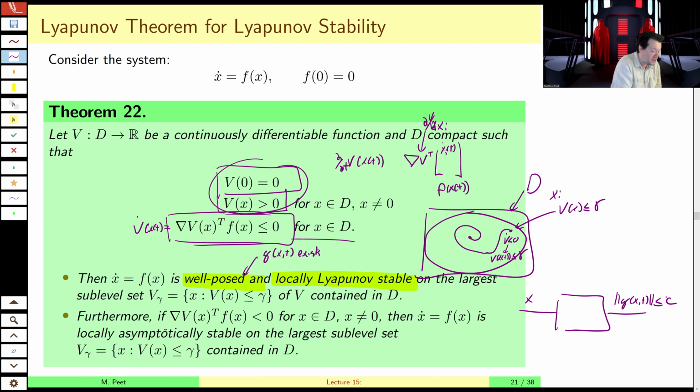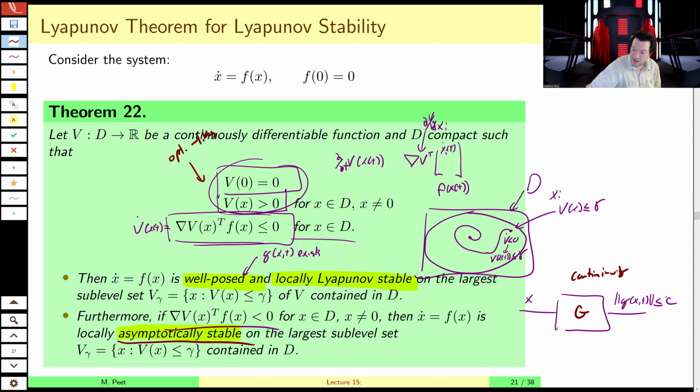Furthermore, if that derivative is strictly decreasing everywhere, not at the origin, then we also can conclude asymptotic stability. So this is a theorem which says if these sort of optimization-like conditions are satisfied, then we can conclude continuity of the system G. And furthermore, we have this additional constraint under which we can get asymptotic stability.